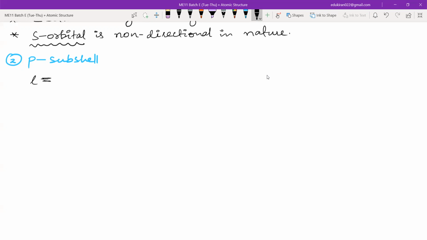1, sir, 1. What do you think, Abdul Wahid? What is the value of l for the p subshell in the chat? Yes, Abdul Wahid, correct. Very good. Yes, Shoaib, did you get the azimuthal quantum number?